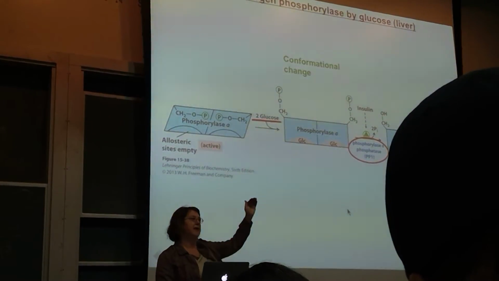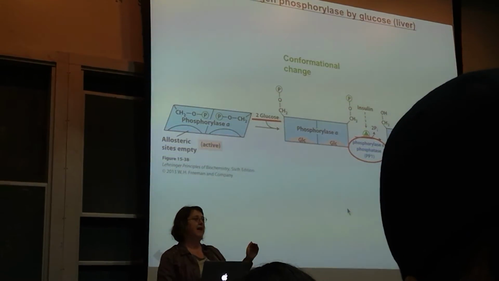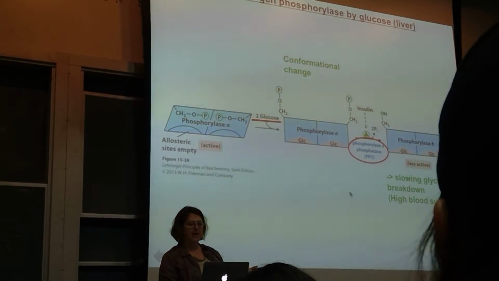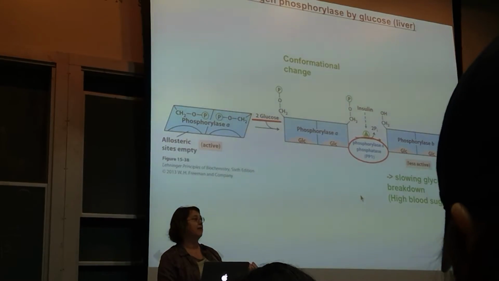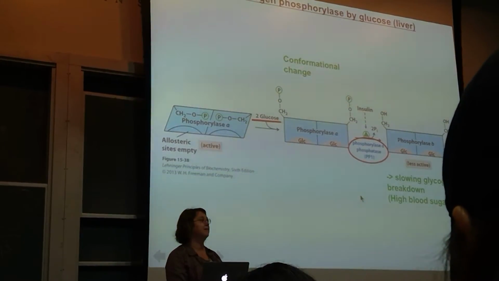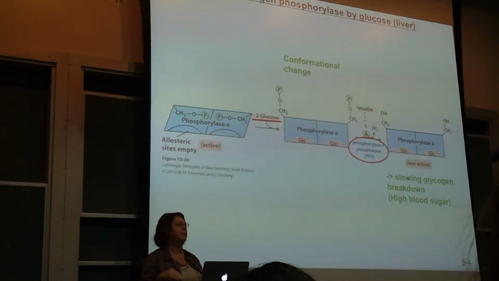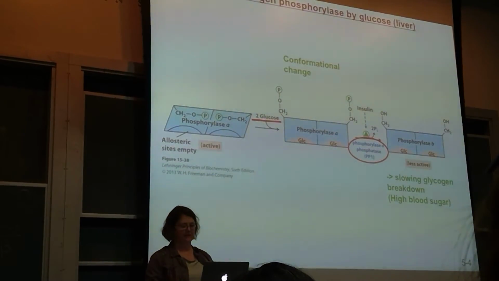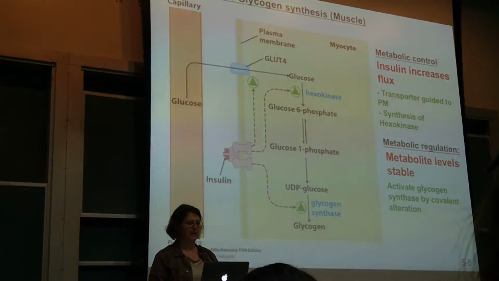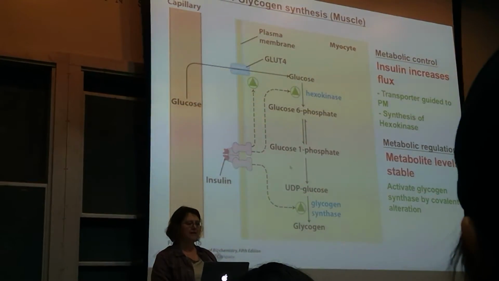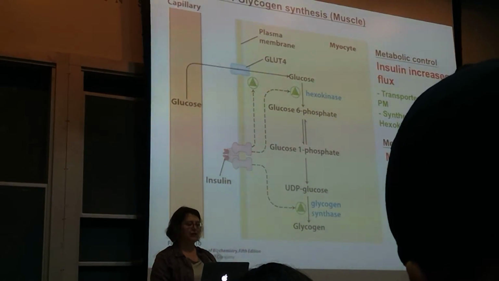So you started at the top of that pathway, but then by the time you get to the bottom of that pathway, if there's high glucose, it'll slow it down. Okay? So it's trying to keep your glucose levels in homeostasis and also not to be wasteful. So just to look at this type of regulation again.